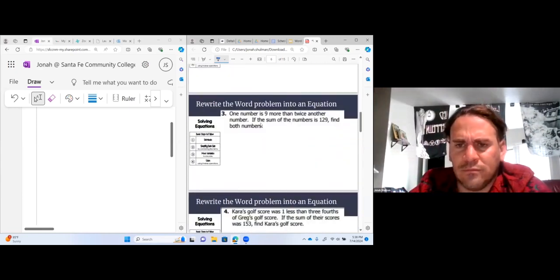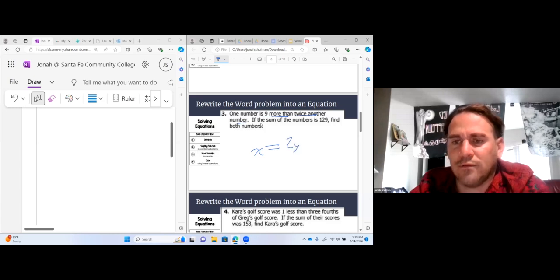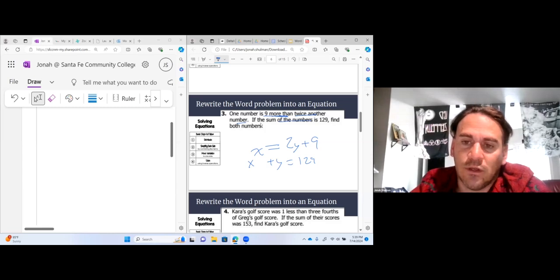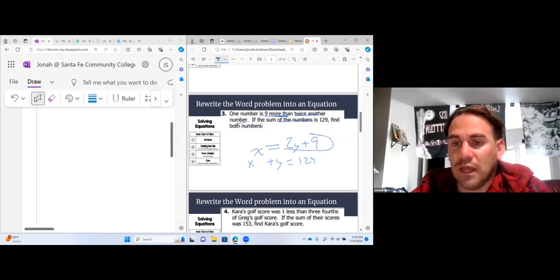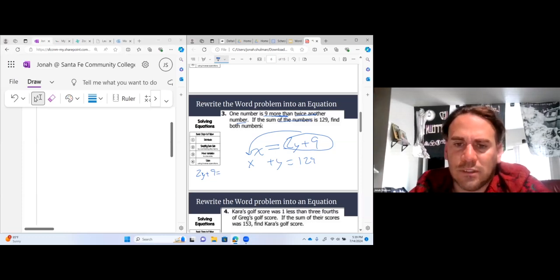One number, x, is 9 more than twice another number. So 2y plus 9. If the sum of the numbers, so x plus y equals 129, what are both numbers? So to do this one, this is going to be a substitution. X already equals this, so I can replace it. So it's 2y plus 9 equals 2y plus 9 plus y, because I'm replacing this whole thing with that, plus y equals 129.